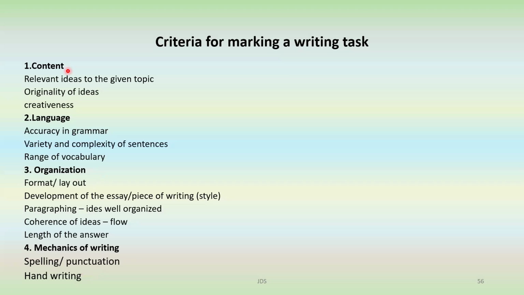Right? So these are the 4 important descriptors under which we need to award marks when it comes to assessing any writing task. It can be a paragraph, it can be an essay or a letter. And you need to remember what we look for under each of these main descriptors. Content means what is expected to be included under content. Similarly, language and all the other things.